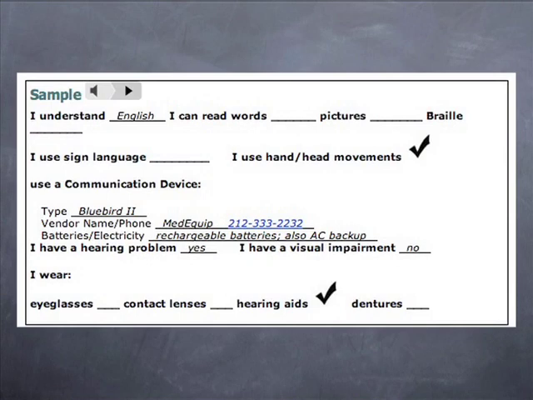What language do you understand? What is the best way for you to communicate? Speaking, Braille, written words, pictures and symbols, sign language, hand or head movements, communication device. If you use a communication device, find out the type, the place where you got it, and its phone number, and if it needs batteries.